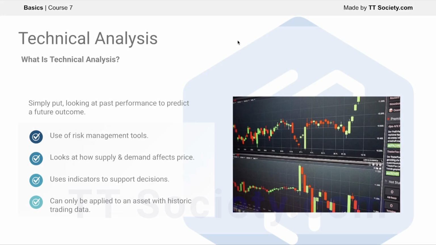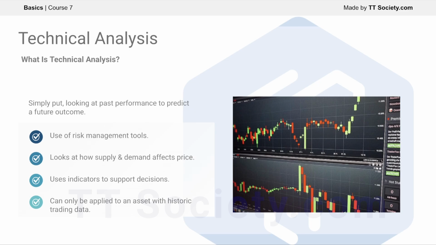Technical analysis. Again, an overview. Simply put, it's looking at past performance to predict a future outcome. Okay? It uses risk management tools like the ones we've seen in TradingView, our long and short position tool. It looks at how supply and demand affects the price. So again, these were the concepts of supply and demand, support and resistance. The use of indicators. We've also covered indicators like moving averages, the RSI, to get a foundation for their decision.